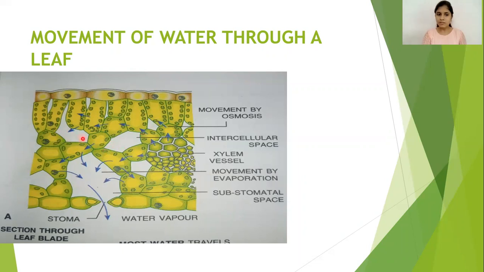See, you can see one intercellular space here again. So it is going to travel from one intercellular space to another. Finally, it is going to reach the substomatal area here by means of evaporation or the movement of evaporation. And finally, from the substomatal area, the water vapor is going to escape from the stomata.